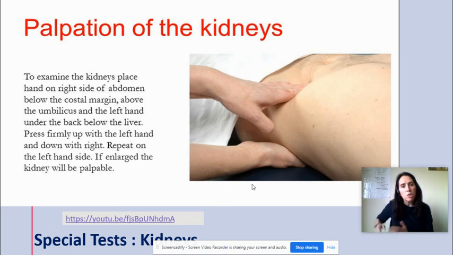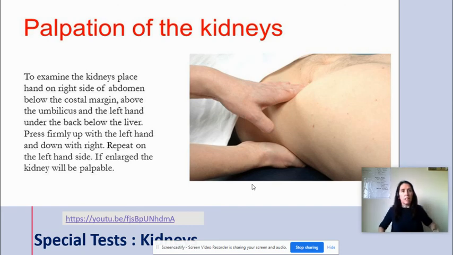So what you're doing here is squishing them in between your hands. Not squish like that, squish quite gently. You call it balloting the kidneys. And what you're doing here is, if you've got a kidney infection and they're inflamed, that's going to hurt. So it's going to hurt a little bit. Do it quite gently. There are more kidney tests.